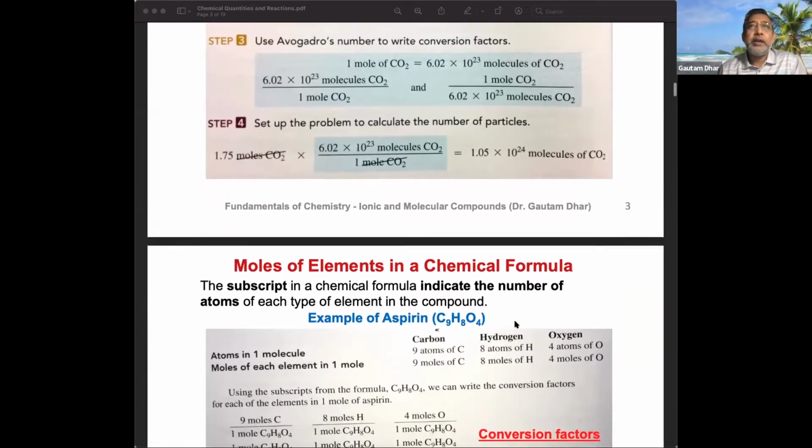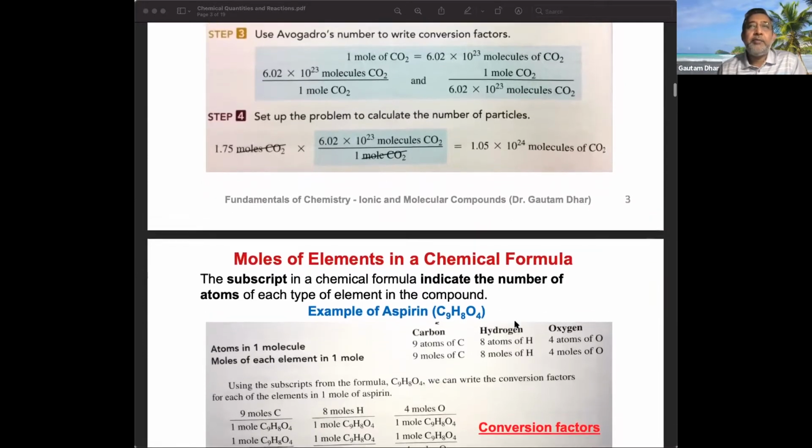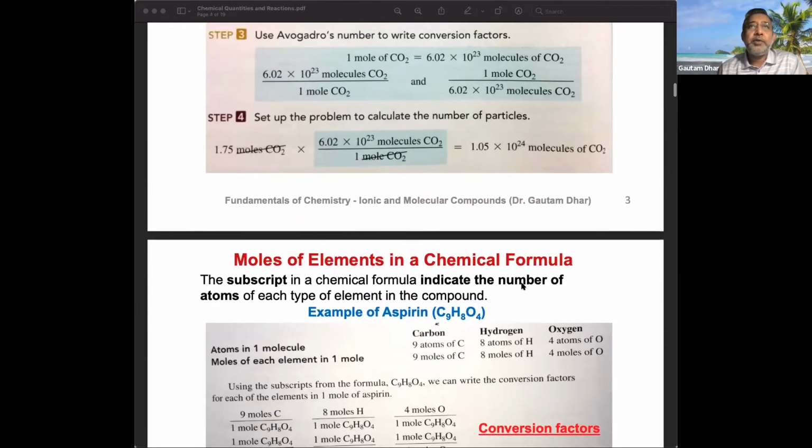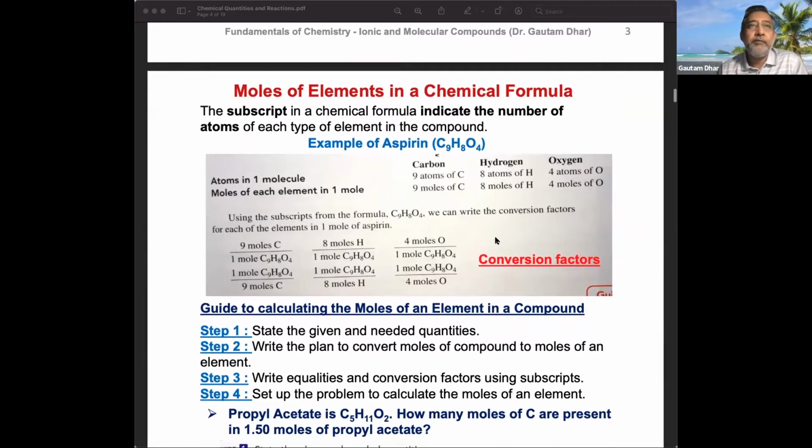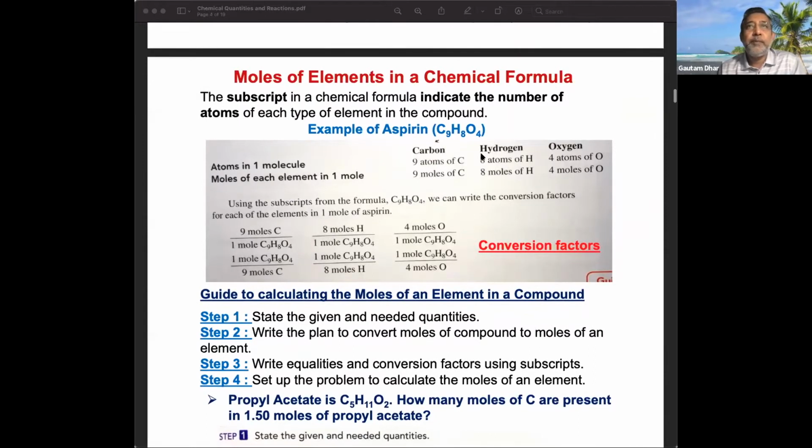We can also count atoms. Here we counted molecules of carbon dioxide. We can also count the atoms within a molecule if you know the formula. So the formula can also be a conversion factor. If you look at this formula, C9H8O4, that's aspirin. What it tells you is that one molecule of aspirin has 9 atoms of carbon, 8 atoms of hydrogen, and 4 atoms of oxygen.